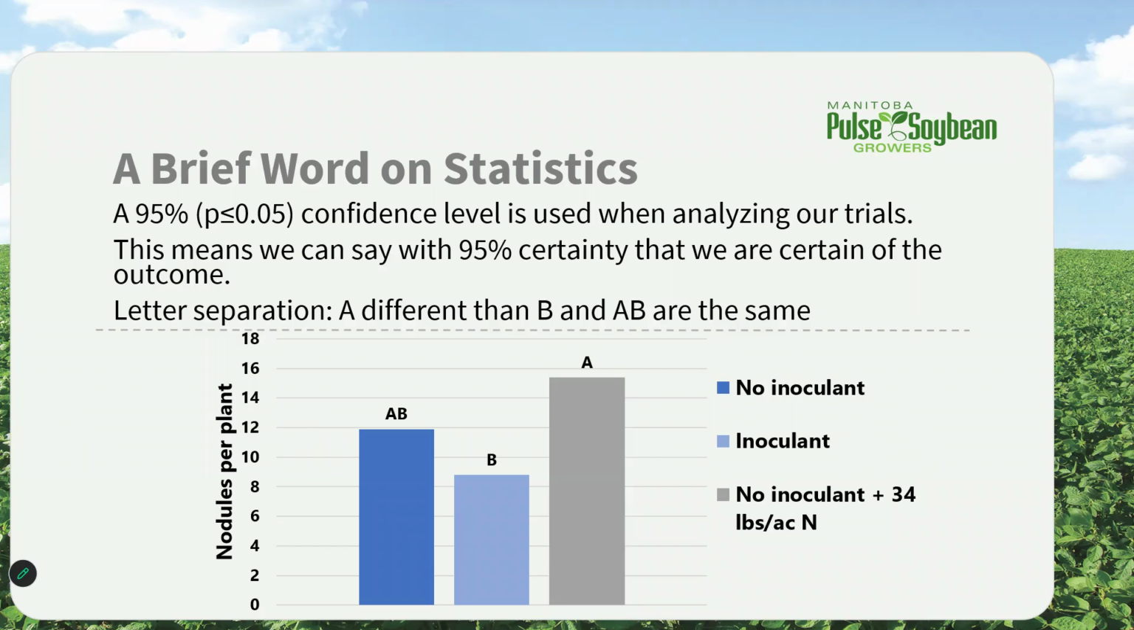significantly different. And then just with the graphs, here's an example of 3 bars. We have the A, which means that it was significantly different from the B, and the A and the B is the same as the A and the B. So the A was significantly higher than the B, and the AB was the same as the other two.